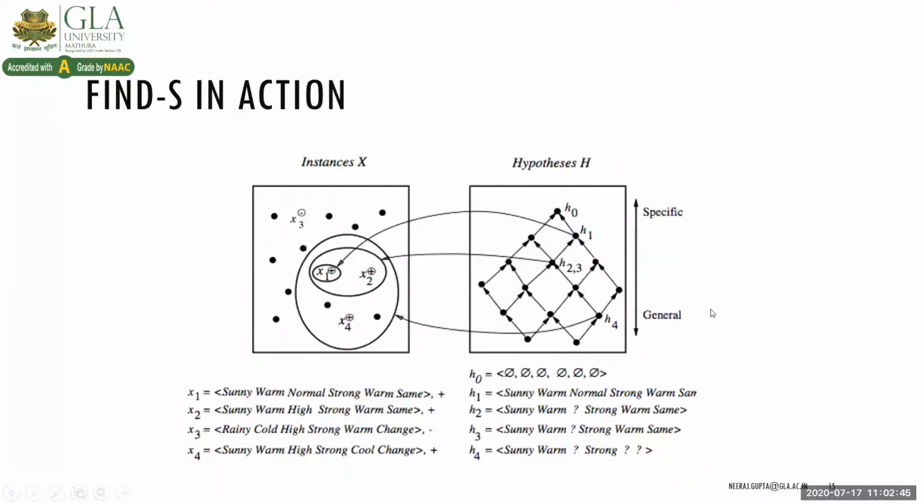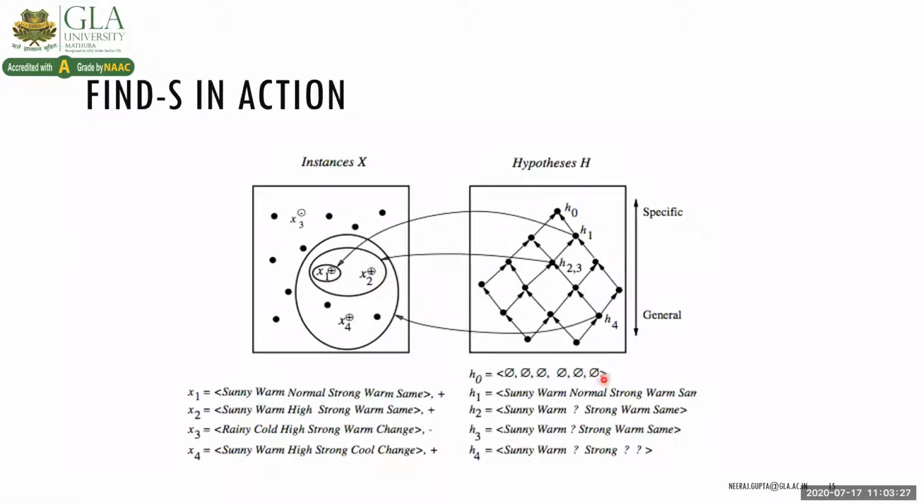On your screen, you are seeing a diagram of it. On the left side, we have the set of instances, and on the right side, we have the hypotheses. At the top, H0 is a specific hypothesis, and H4 is a more general hypothesis. Clear? Look at X1, X2, X3, and X4. These are the instances. X3 is actually the negative instance, as shown here, and X1, X2, X4 are positive instances.